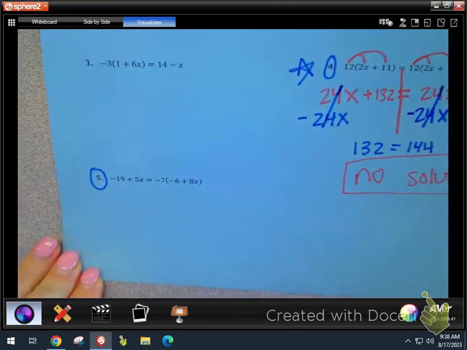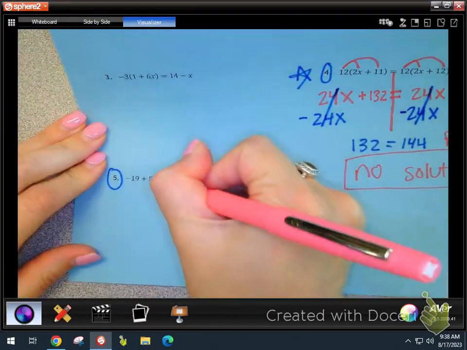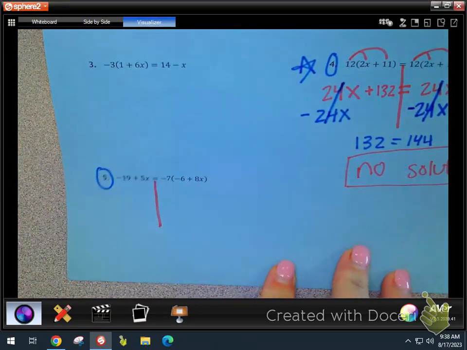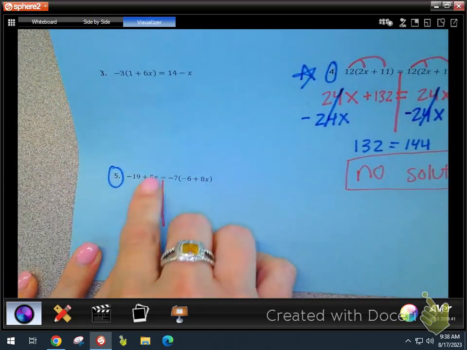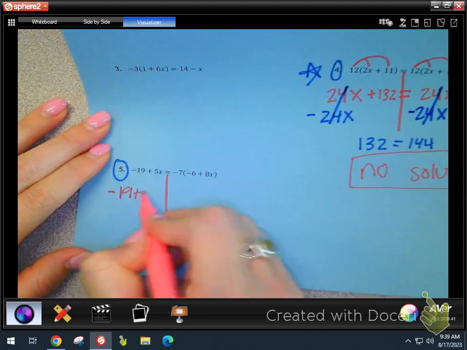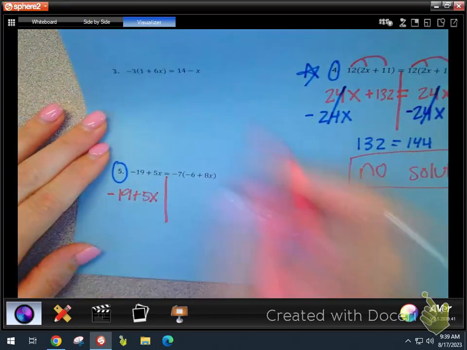Number 5. Draw your line. Watch the negatives here. Do we have to distribute on the left-hand side? No. So what should we do? Just copy it down. Copy it down.